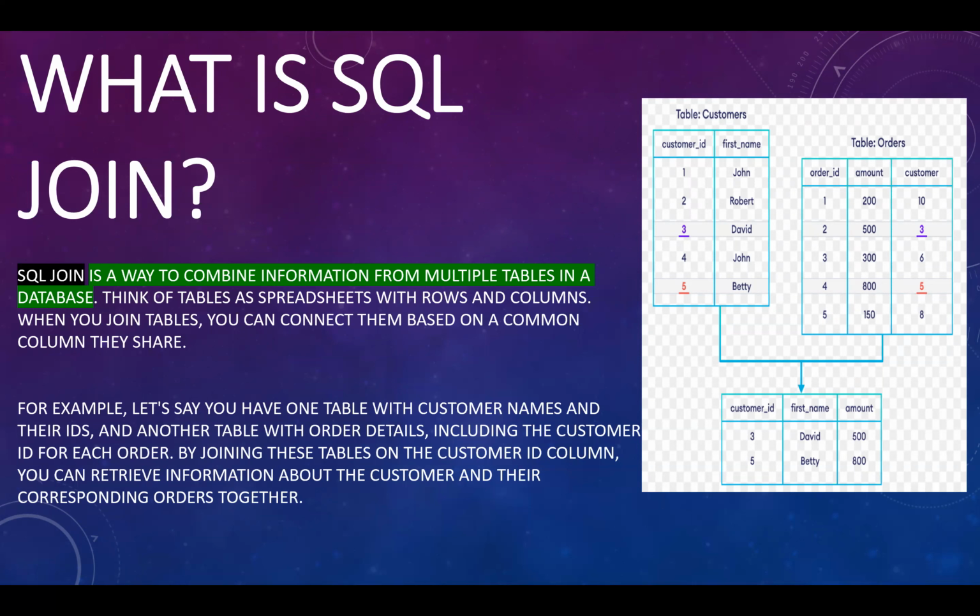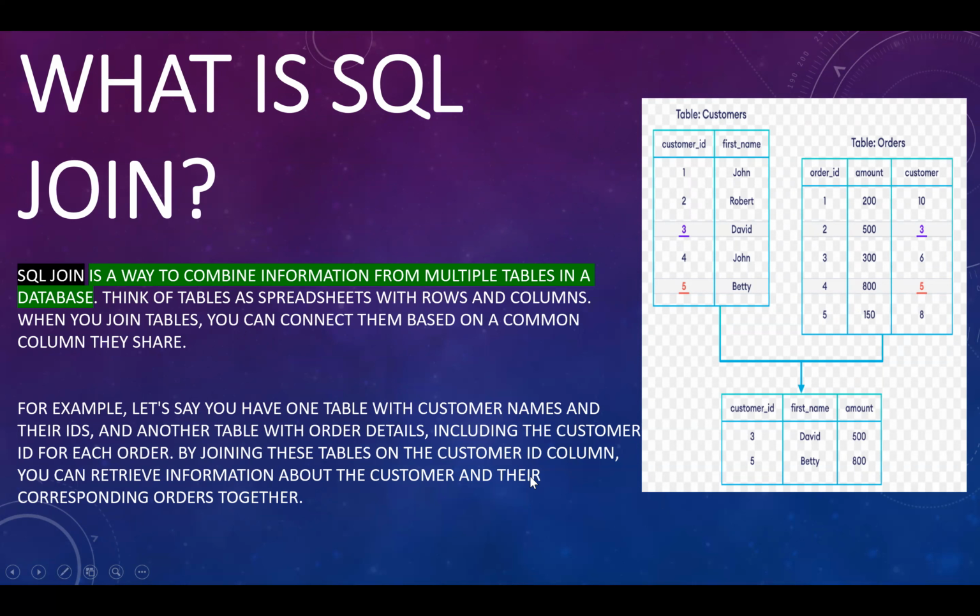We are not going to do that manually, correct? We have to have some means using which we can combine these tables' information and then get the summarized data, right? So that's where SQL join comes in place. Here you can read: SQL join is a way to combine information from multiple tables in a database, right?